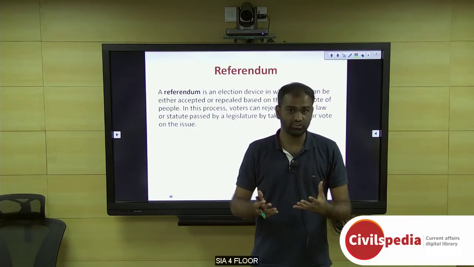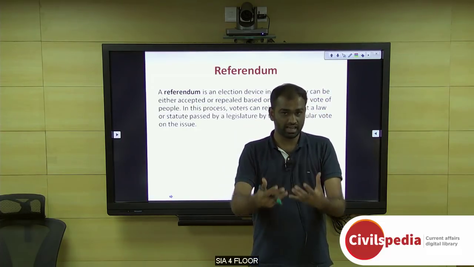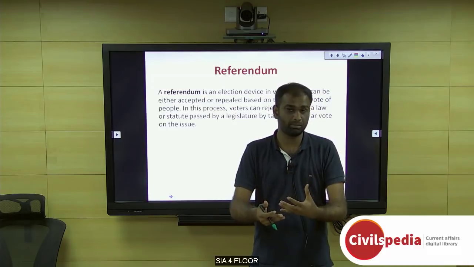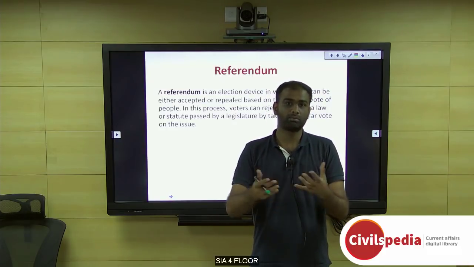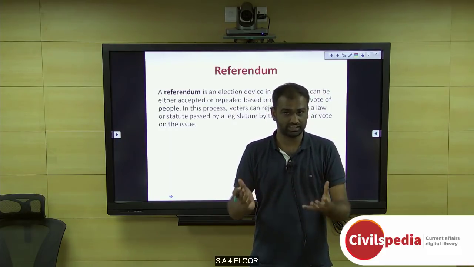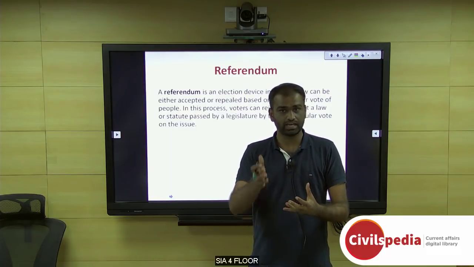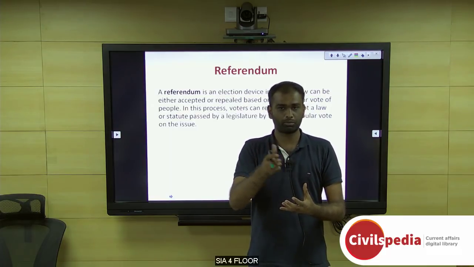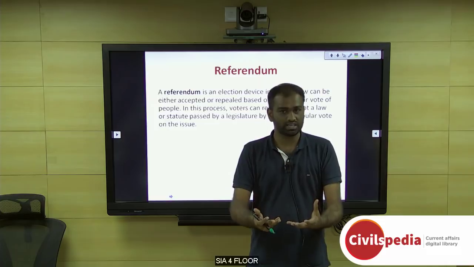Referendum is kind of an election device wherein a law can be either accepted or rejected by the people by means of popular vote. By popular vote, it means elections. So by means of elections, a law can either be rejected or approved by the people. That's what is called a referendum.